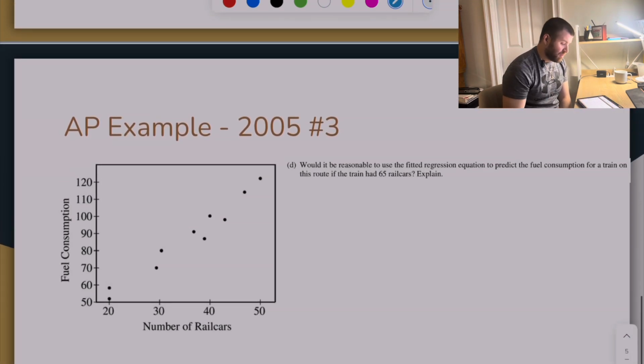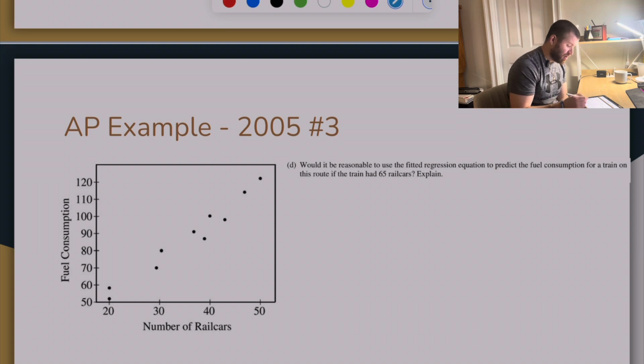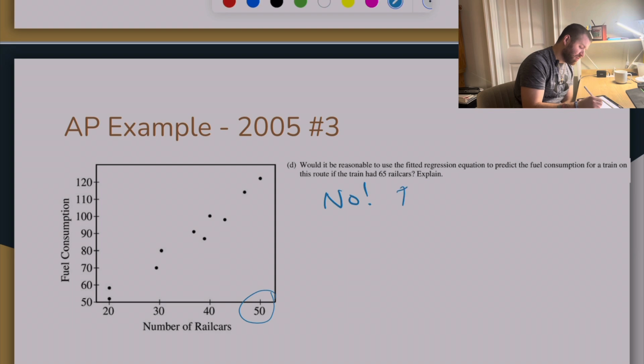Case in point, right here, this question. This is only one part of one question, but I picked the part that talks specifically about interpolation versus extrapolation. Would it be reasonable to use the regression equation to predict the fuel consumption for a train on this route if it had 65 rail cars? Well, the max I have is 50. No. The max is 50, and I don't know if it stays linear.